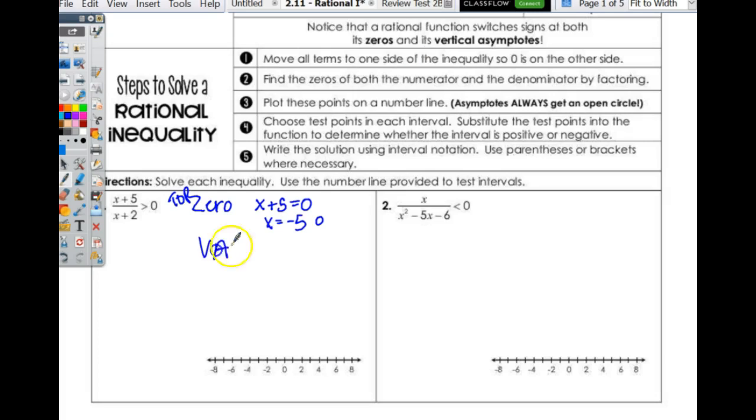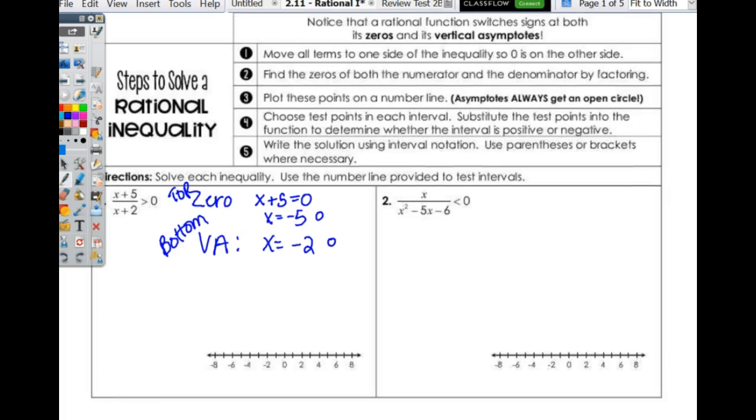So I want the vertical asymptotes, and that's from the bottom. So the bottom is x equals negative 2, and that's the vertical asymptote, because I set this equal to 0. And vertical asymptotes always get an open circle no matter what the inequality says. Okay? So I'm going to have an open circle at negative 5 and an open circle at negative 2. And so now I need to test this, I need to test this, and I need to test this.